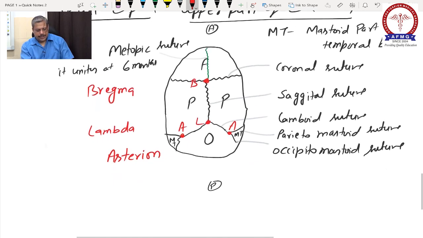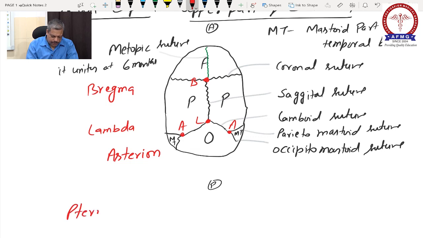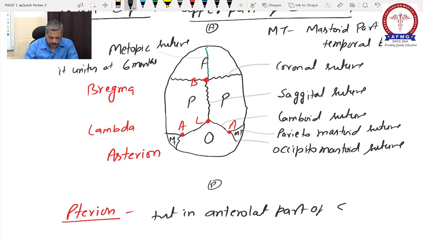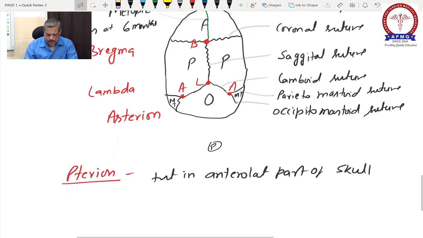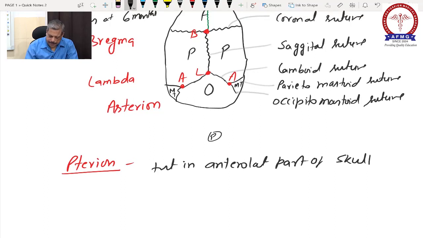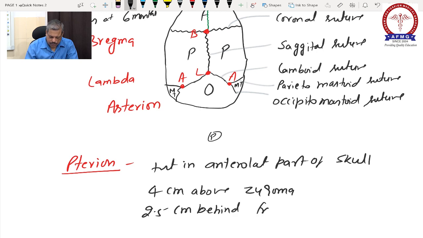The fourth point is the pterion, as I showed you in the picture. The pterion is present in the anterolateral part of the skull, 4 centimeters above the zygoma and 2.5 centimeters behind the frontozygomatic suture.